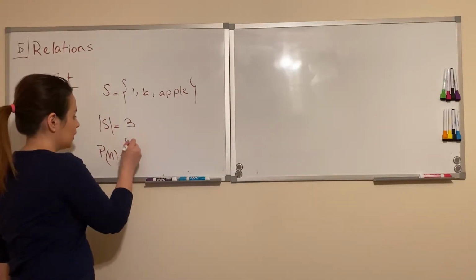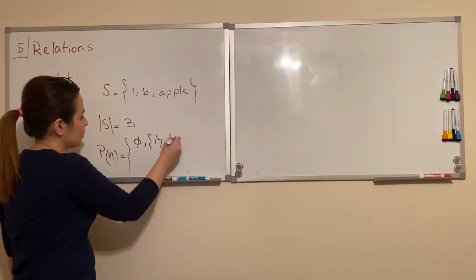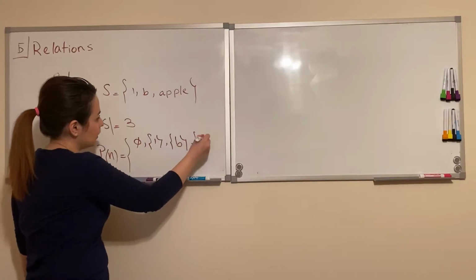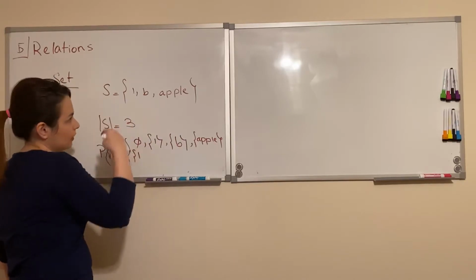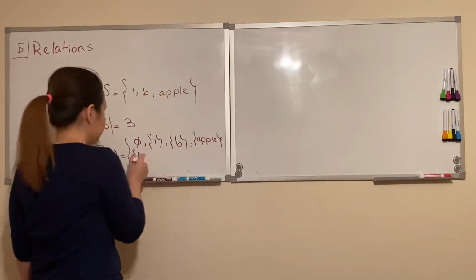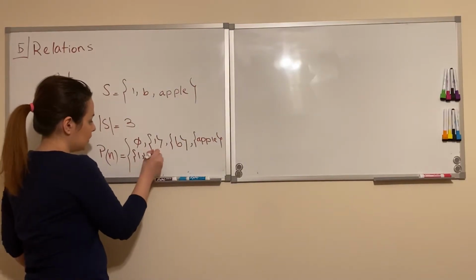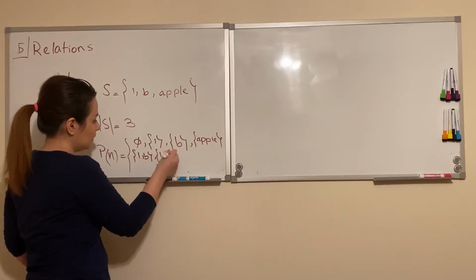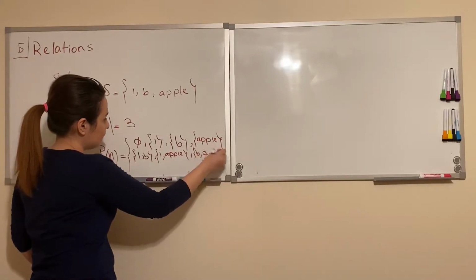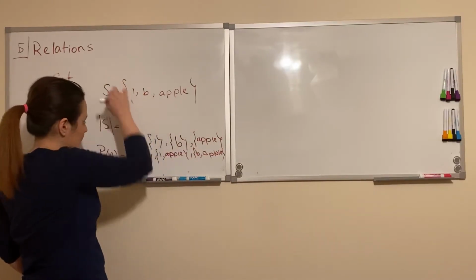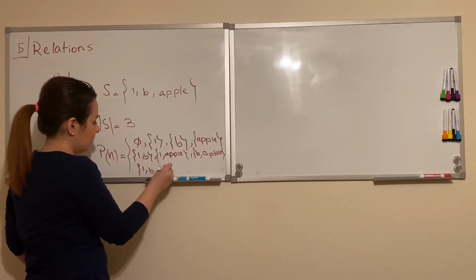It can be the empty set, and then a set of 1, a set of B, a set of apple, or any set which contains any 2 of them, which you see will be 3 choose 2. Now you know that because you know combinatorics and counting. So 1 and B is another subset, 1 and apple, B and apple. And finally, I have all 3, or the whole set S. I can write it as S, or I can write it as 1 and B and apple.